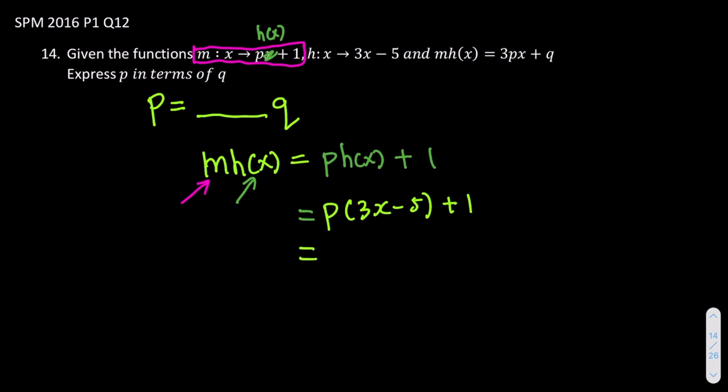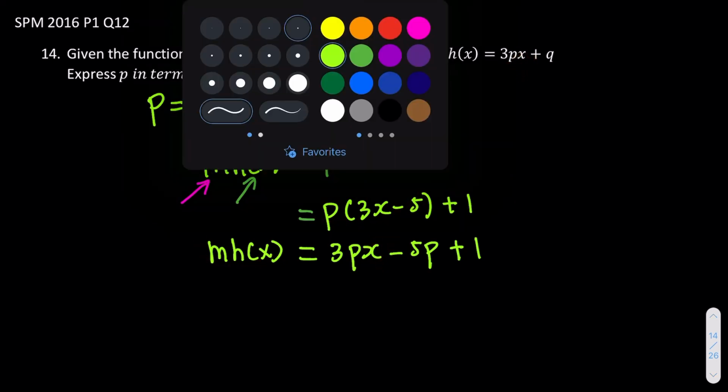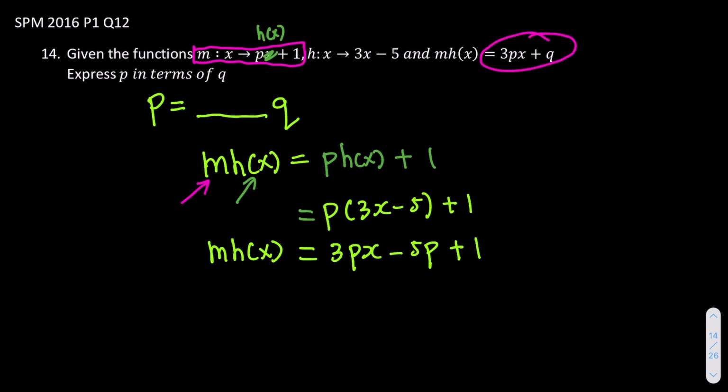We just need to expand it. 3 times p, 3p x. Negative 5 times p is negative 5p, plus 1. So this is our own version of m hash of x. So we're going to compare with whatever is given to us. How do we compare? We know both of them must be the same. So the version that they've given to us is 3px plus q, and it must be the same as ours, 3px minus 5p plus 1.